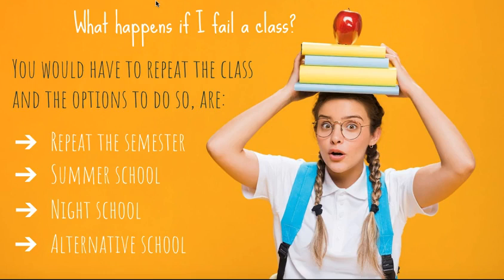Here are your options. You may repeat your classes the following year. You may go to summer school, you may stay in the afternoons for night school, or you may go to an alternative school if you fail a lot of credits. Most of your options for recovering credits are by computer, so it wouldn't be in a traditional classroom with a teacher.